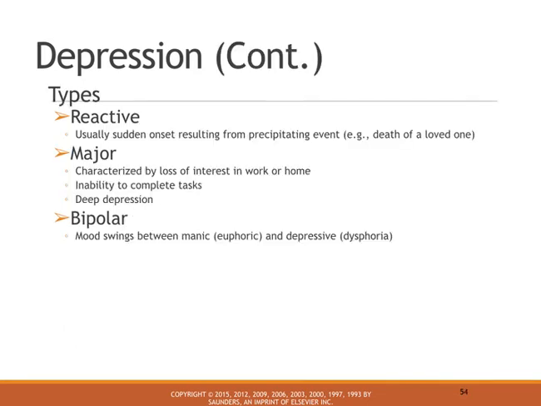There are different types of depression. There's reactive, which is caused by a precipitating event, for example, the death of a loved one. There's major depression, and then there's bipolar. So that's when you swing between a manic phase and a depressive phase.